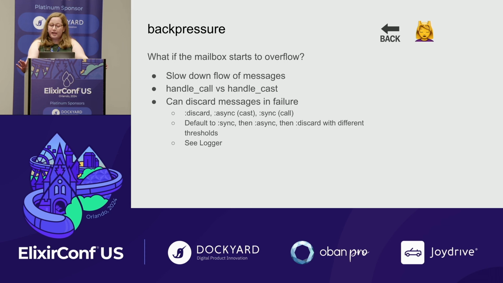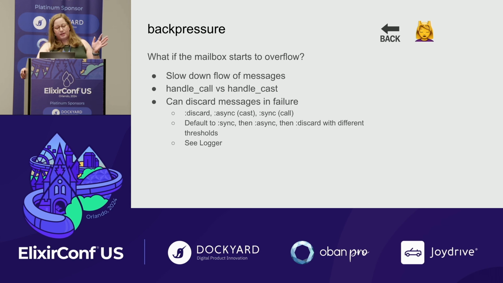So again, remember, handle call is synchronous. You're always waiting for a reply. And handle cast is asynchronous. You're just throwing it out there, not waiting for the state to come back. And then if things get really bad, you can just discard messages. So Logger has a really good example of this. You can read that code. There's also some good examples in the OTP book.